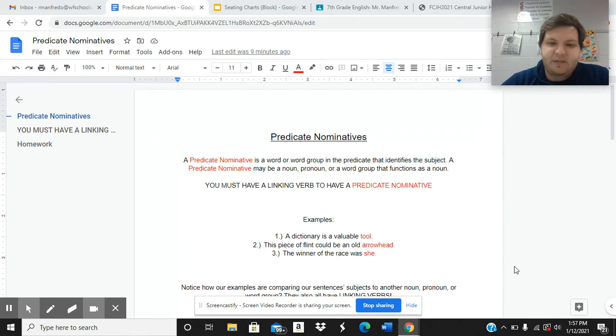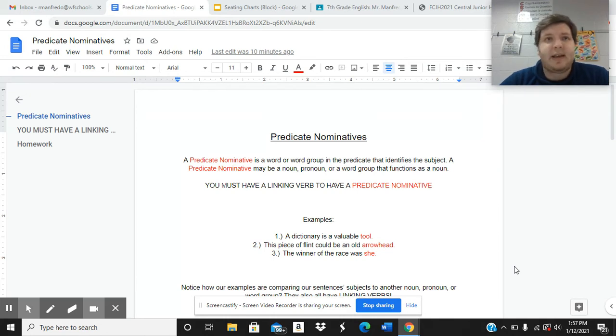A predicate nominative is a word or word group in the predicate that will identify your subject. So we know that to have a complete sentence, we have to have a subject, we have to have a predicate. You will always find these nominatives in the predicate, so after your verb has been stated. Essentially, in layman's terms, the easiest way for me to identify what a predicate nominative is, it's a noun or a pronoun that's being compared to your subject.